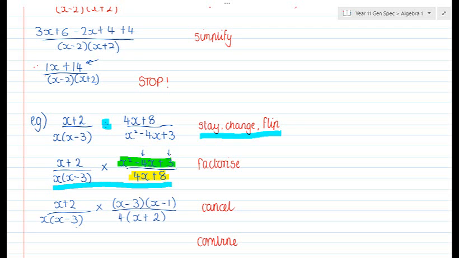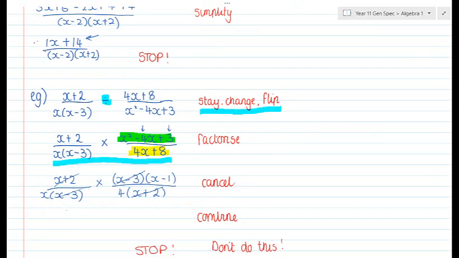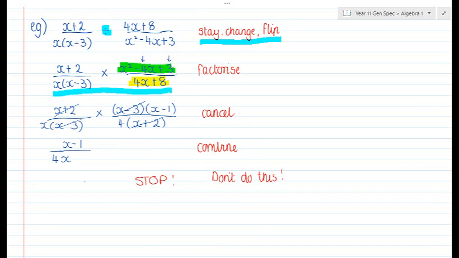Now the fun part. This is where you can cancel things out. For example, the x minus 3 will cancel with the x minus 3. The x plus 2 will cancel with the x plus 2. And we end up with x minus 1 over 4x. And this is where we stop. In this case, that's the end. So I'll just write it less wonky.